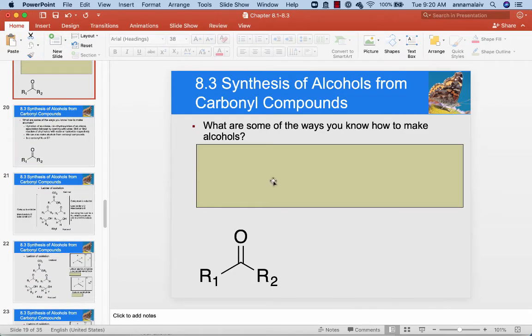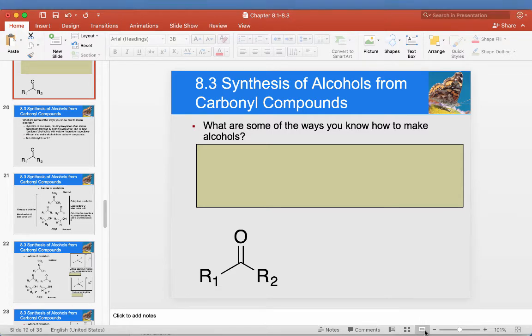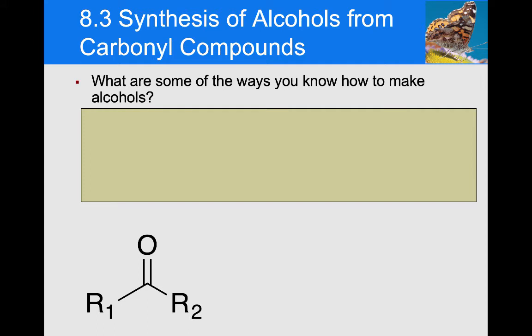All right, class. So now we're going to move on to the next section. So far we've gone over the naming of alcohols, we've gone over the physical and one of the chemical properties of alcohols, and now we're going to start talking about how we can make alcohols.